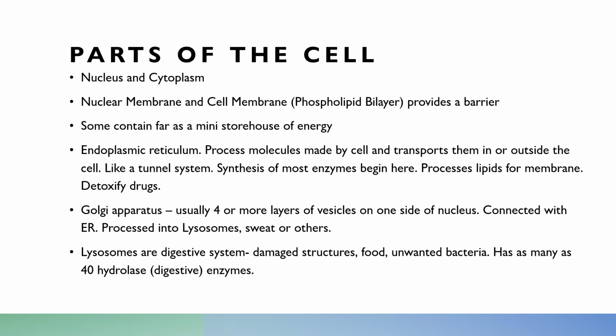And then this endoplasmic reticulum is connected to the Golgi apparatus. Later I'll show the picture. There are usually four or more layers. This is something like a tunnel, but it's more like a surface to increase the surface area. It is connected to the ER, and then it will process. After processing in the Golgi, it will process into lysosomes, and you will produce sweat in the skin, and other materials you will process further, going to the lysosome.